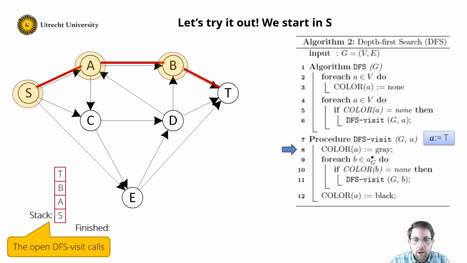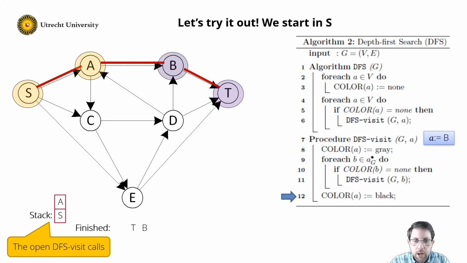Now I'm going to call the procedure for T. I need to color it, and I need to choose one of its next neighbors. It doesn't have any. So I can directly color it black. So that means that node is finished. So I'm going to move to the last element on my stack, which is B. I was over here. Again, it doesn't have any children, so that means it is done. So I can color it black. And I'll remove it from the stack.